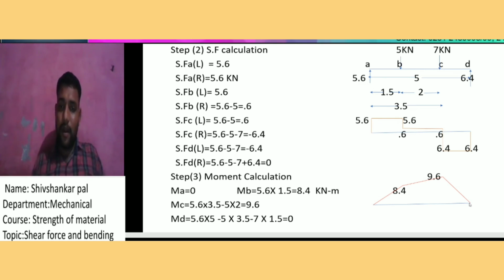In the bending moment diagram, at the starting point and end point, both moments are 0. I hope you understand this question.